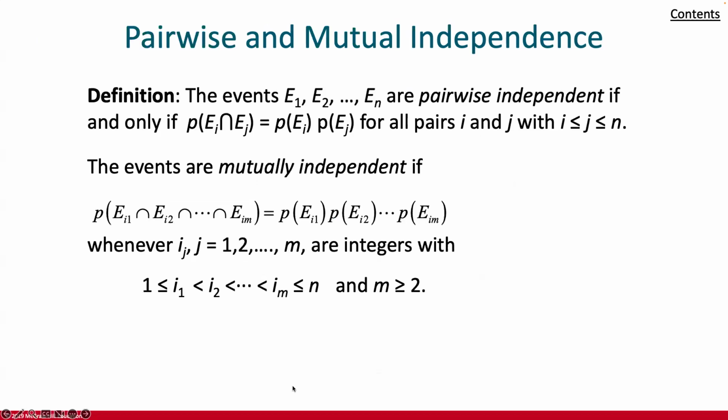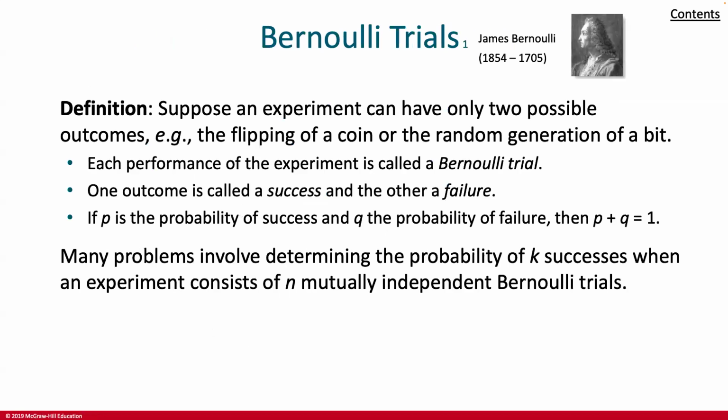Well, what about pairwise and mutual independence? The events E1, E2, dot, dot, dot, up to En are pairwise independent if and only if this relationship is satisfied for all pairs i and j, with i less than or equal to j less than or equal to n. And the events are mutually independent if this relationship holds. So instead of just two elements, we have multiple elements, and we can expand what we've seen before to multiple elements.